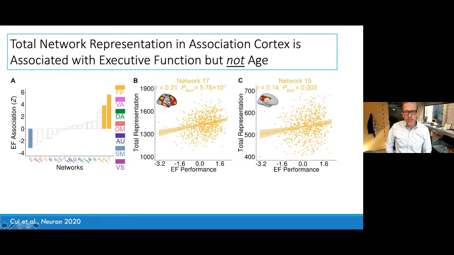So as a next step, we looked at how this measure of total network representation, the amount of cortical real estate given to each network, is associated with age and executive function. And somewhat to our surprise, we found that the total representation of every network did not change with age. However, we found that the total network representation of a couple networks was associated with executive functioning. And specifically, we found that kids with better executive function had a greater representation of two frontoparietal networks. And this makes sense because we know that those frontoparietal networks are the ones that subserve executive function. And so what we see here is that kids who have more cortical real estate given over to the networks that are responsible for executive function do better at executive tasks behaviorally.